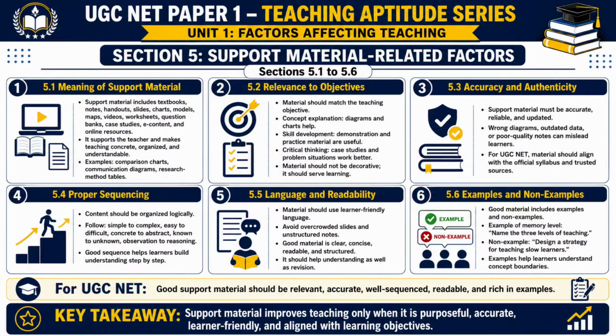5.6. Examples and non-examples. Good support material includes examples and non-examples. For example, while teaching memory level, the teacher can give an example: Name the 3 levels of teaching. This is memory level. A non-example would be: design a strategy for teaching slow learners. This is not memory level, it is reflective level. Examples help students understand boundaries of concepts.